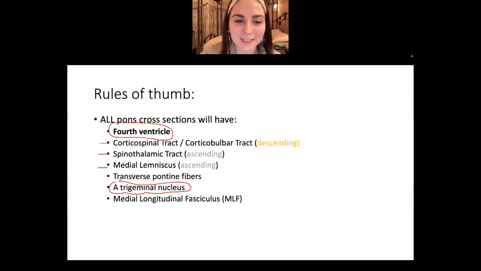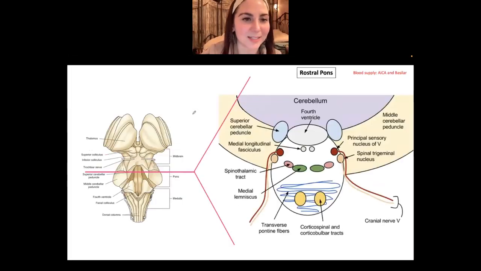Any trigeminal nucleus, literally any. And I should have put this for all of the brainstem cross sections, because cranial nerve 5 is in every single cross section. But just any of the trigeminal nuclei will be here. And then the medial longitudinal fasciculus will also be located here. This is involved with coordination of sight and stuff like that. That's a later session.